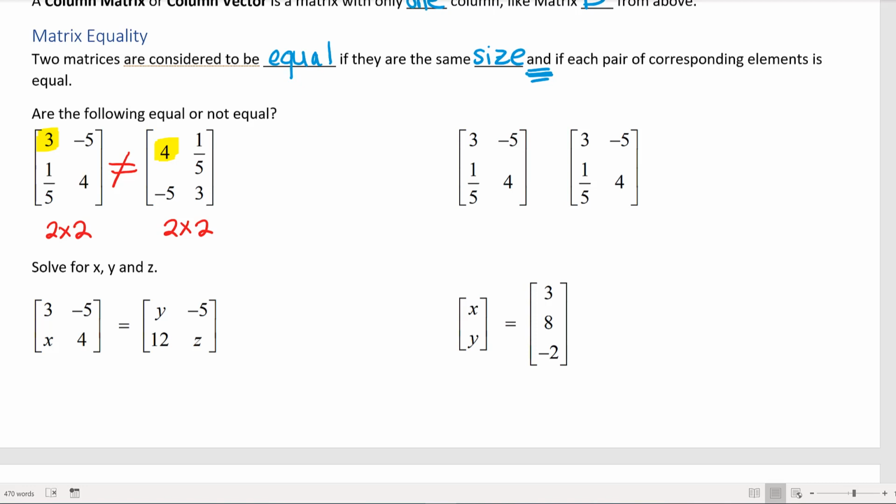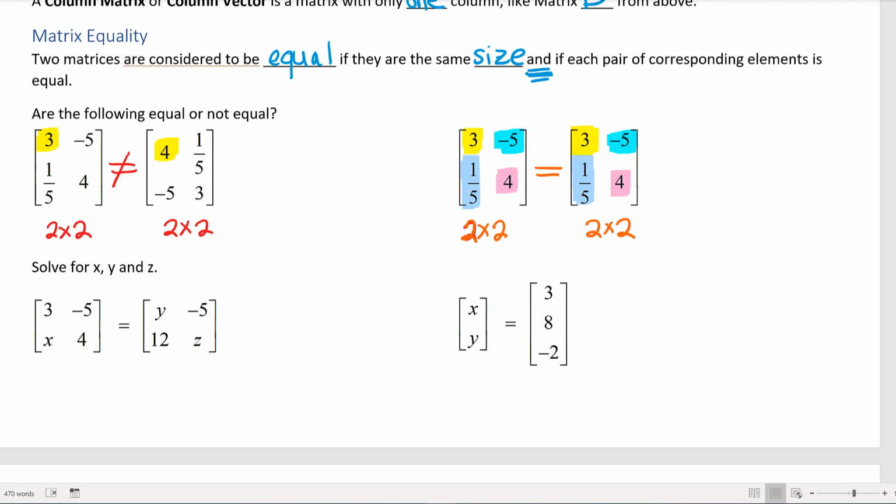Let's look at our next example. Again, we have a 2 by 2 matrix and another 2 by 2 matrix. Okay, so at least they're the same size. Let's make sure that they're also equal by making sure that every single element is the same. So we have a 3 in the first row, first column. That's the same. We have a -5 in the first row, second column. That's also the same. We have a 1/5 in the second row, first column in both matrices. And we have a 4 in the second row, second column in both matrices. Every single element is equal. Now I can say that these two matrices are truly equal.